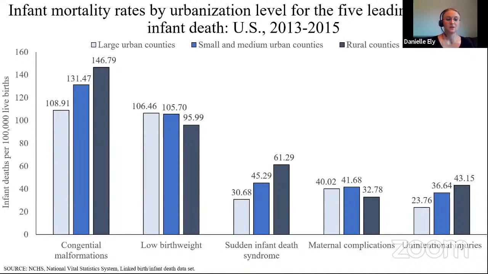So the 5 leading causes of death are listed here. They're congenital malformations, low birth weight, sudden infant death syndrome or SIDS, maternal complications, and unintentional injuries. So among these 5 leading causes of death, you can see there's a bit of variation across the rural and urban counties.